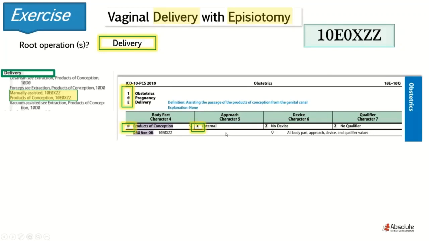The 5th is external. And pay attention, coders. This approach is external because it meets the definition, and this is passing through mucous membrane. So we'll go back and we'll review that definition, but this is definitely correct. And your device is Z, and your qualifier is Z, and that gives you the code 10E0XZZ. And in a moment, I'll explain to you why this approach character 5 is external and not going through a natural body part.